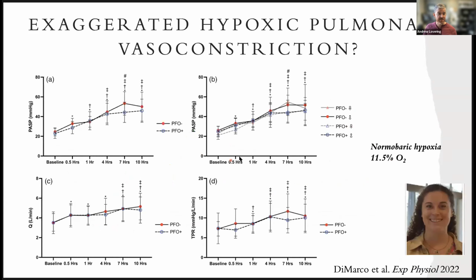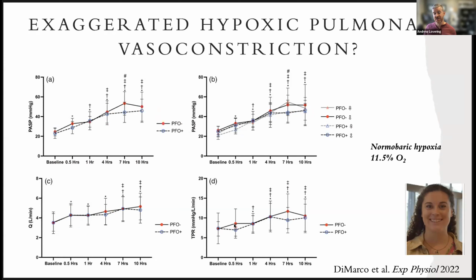Kaylin DeMarco extended these findings looking at pulmonary pressures up to 10 hours. So we have baseline, half hour, 1 hour, 4, 7, and 10. This is pulmonary artery systolic pressure, PFO positive, PFO negative. This is the same group, but divided out into the different sexes. No significant effects here. This is cardiac output here, and then total pulmonary resistance, which is pulmonary artery systolic pressure divided by cardiac output. So we see no significant differences between those individuals with and without a PFO.